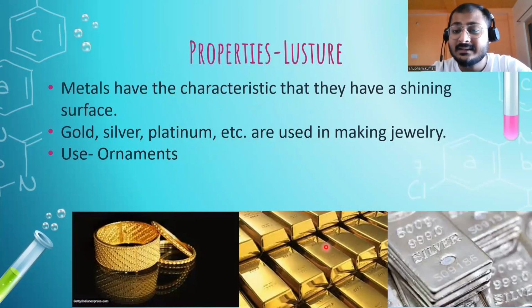Here iron or copper are also metals, and they also have the shining property, that luster. But sometimes the luster is gone. If you see that iron piece turns black or brown, you may say, sir, you have told us that metals have luster.